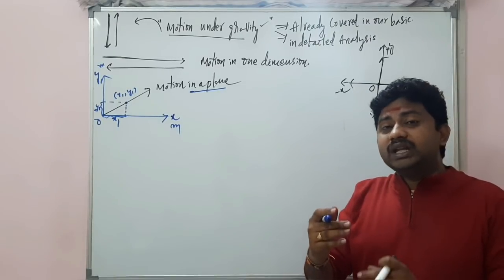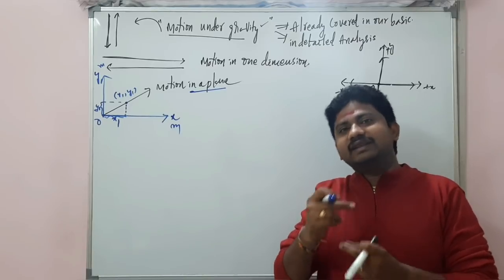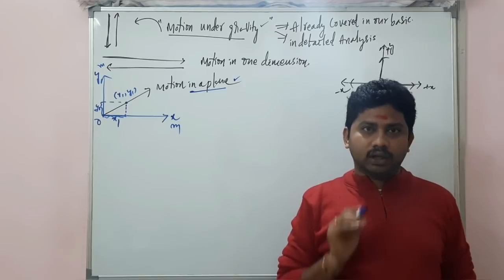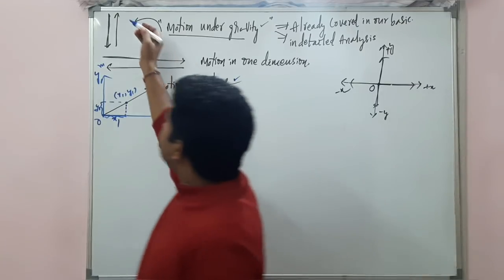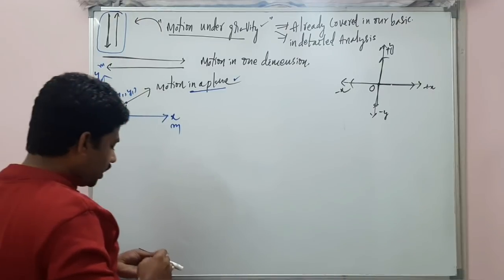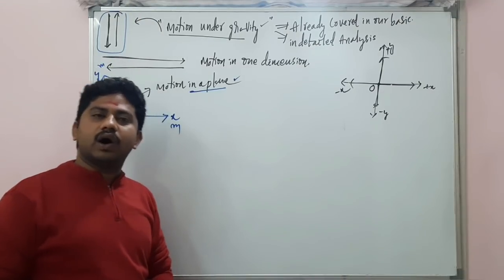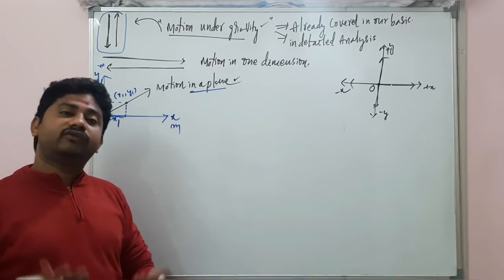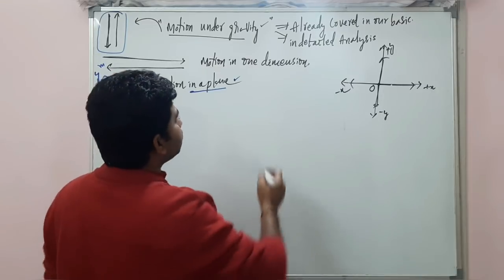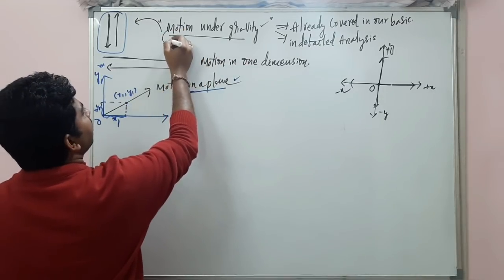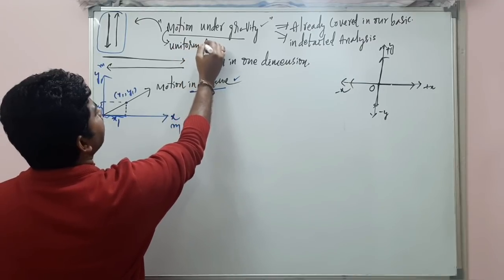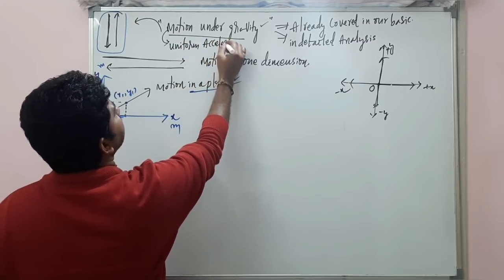Alright. So in much more detail, we will be discussing this in the next chapter. Alright? Now, carefully, let's concentrate on motion under gravity. The body may be moving upwards or downwards, to the ground or from the ground, right? In motion under gravity, it is the best example of uniform acceleration. What is that? Uniform acceleration.